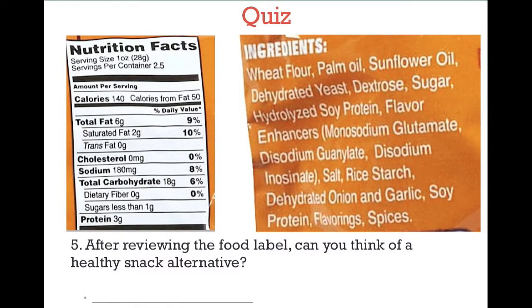Last but not least, question number 5. After reviewing the food label, can you think of a healthier snack alternative? Choosing a different snack, you can opt for a healthier fresh alternative such as a fresh piece of fruit like an apple or a banana, or colorful washed vegetables are also delicious, thinking of baby carrots or a fresh cucumber. If you are looking for healthier packaged food on the go, look for whole grain pretzels that are low in sodium or popcorn.